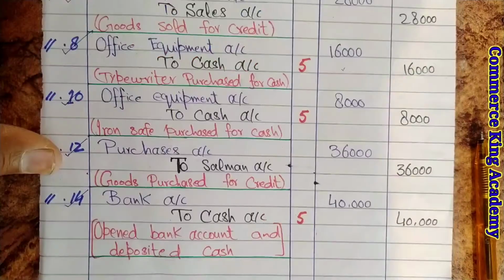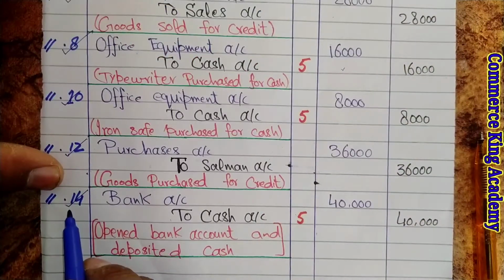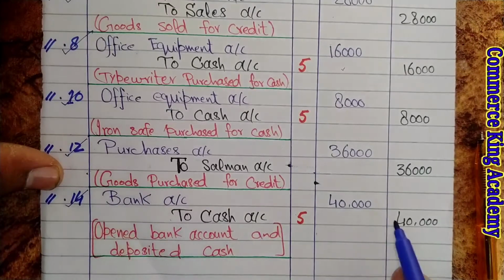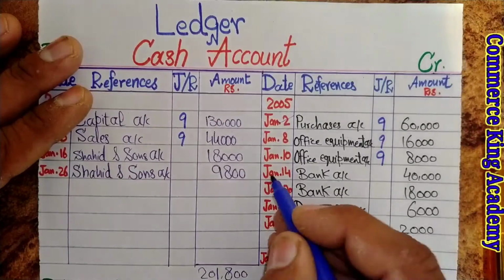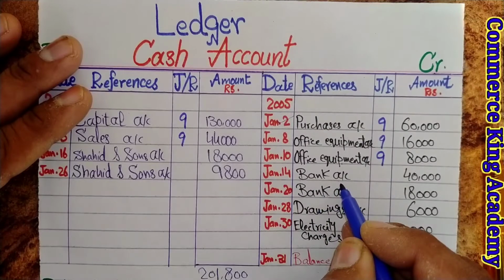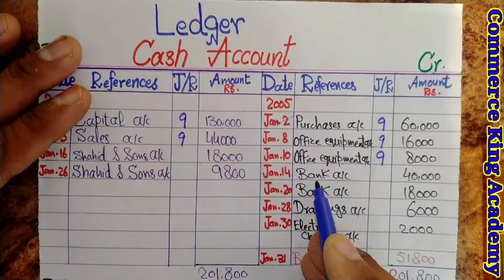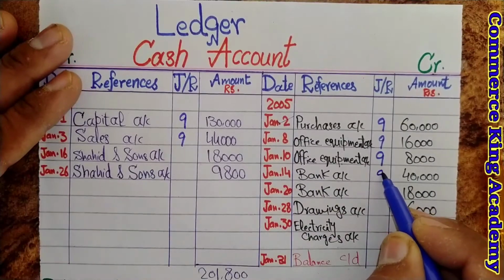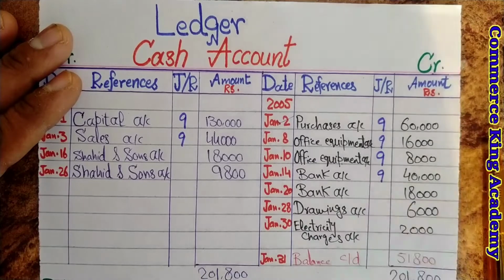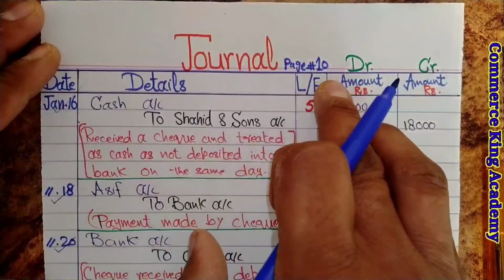Understand? Next, on date Jan 14, cash credit by bank amounted 40,000 rupees. So you can see here Jan 14th, bank account name, cash account credit by bank, journal reference number or page number 9, amounted 40,000 rupees. This is page number 10 of the journal.